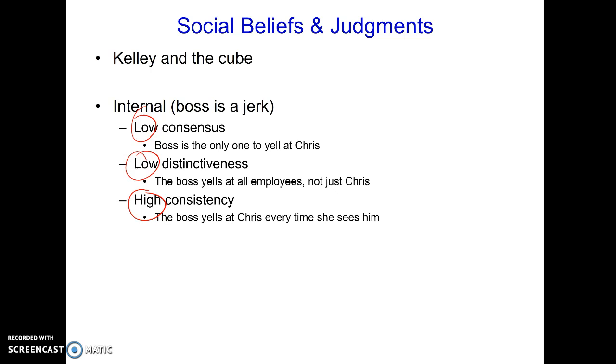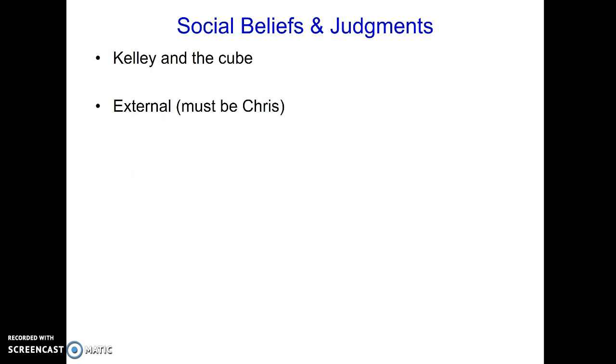Or you're less likely to. Let's put it that way. Now, Kelly said, what about an external? It must be Chris. It's not Kathy Kane. It's not her. It's not the boss's fault. The boss is a nice person. It must be something external to the boss, i.e. me. It must be me. I'm the situation here. I'm the environment.